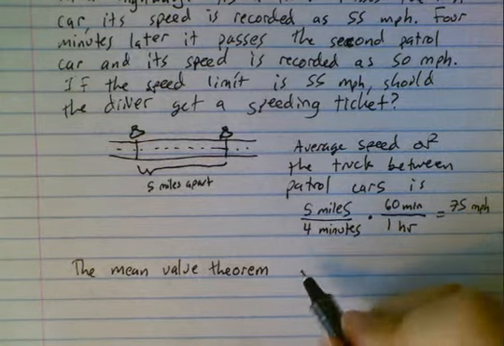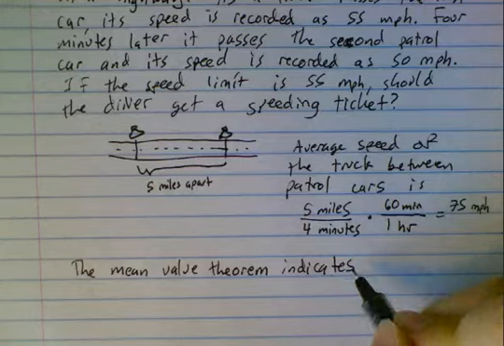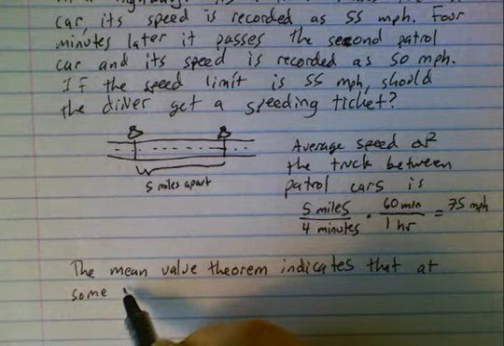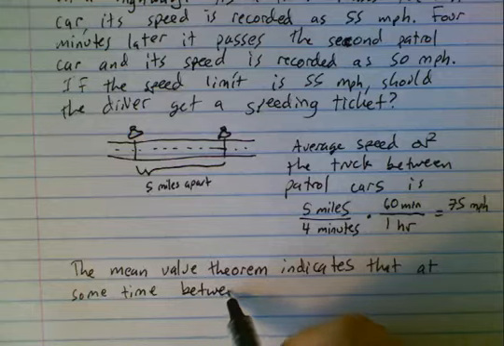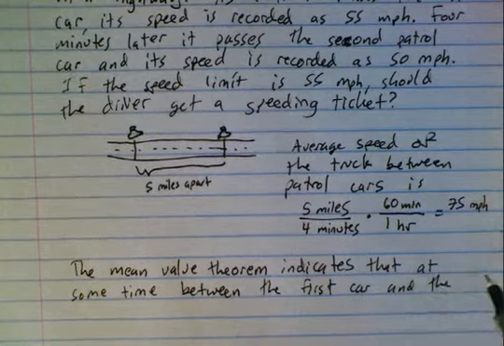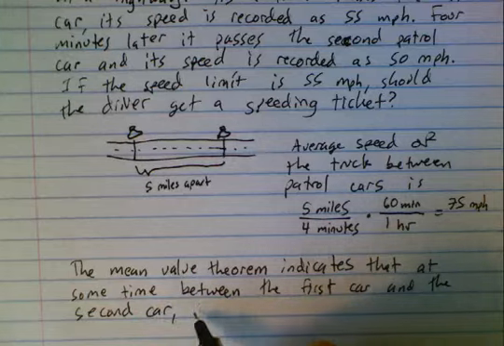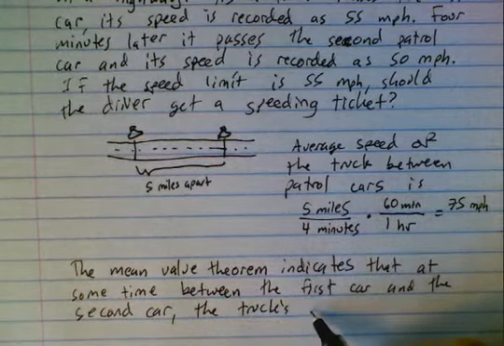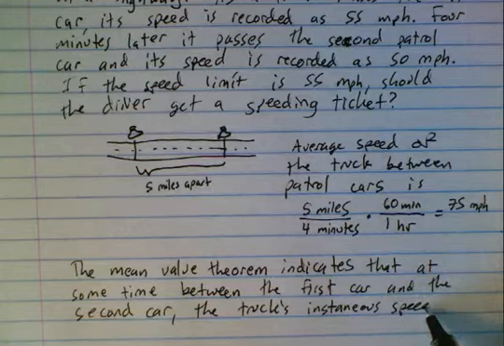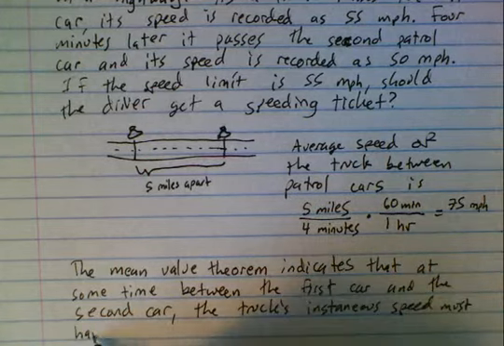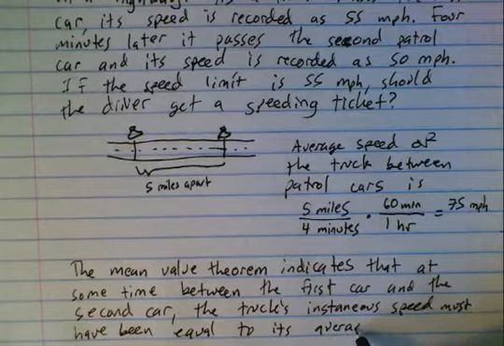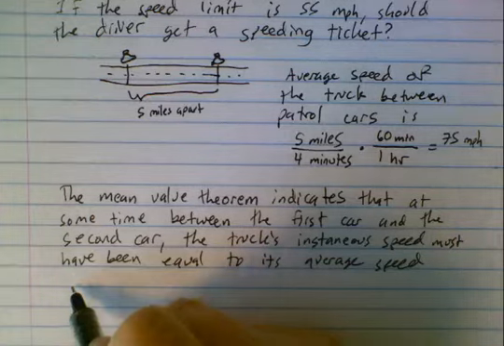The mean value theorem indicates that at some point, well, really time, between the first car and the second car, the truck's instantaneous speed must have been equal to its average speed over the interval.